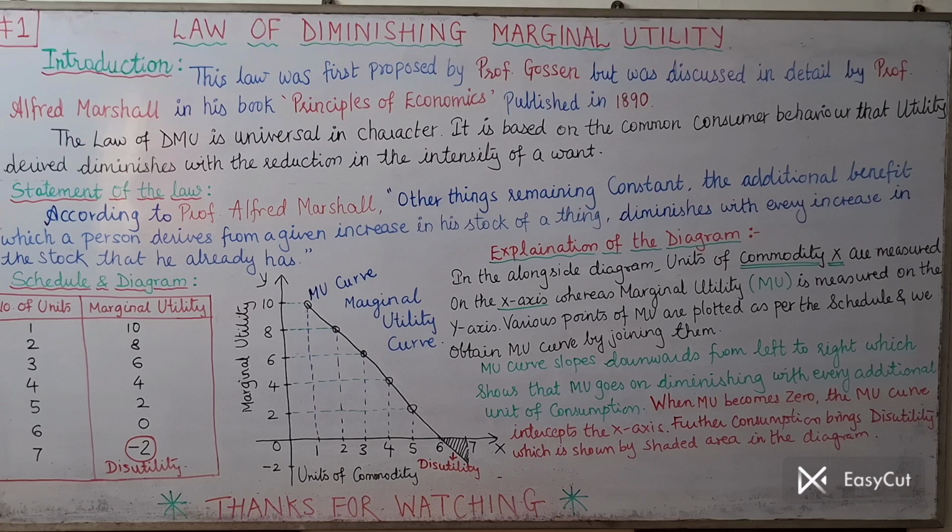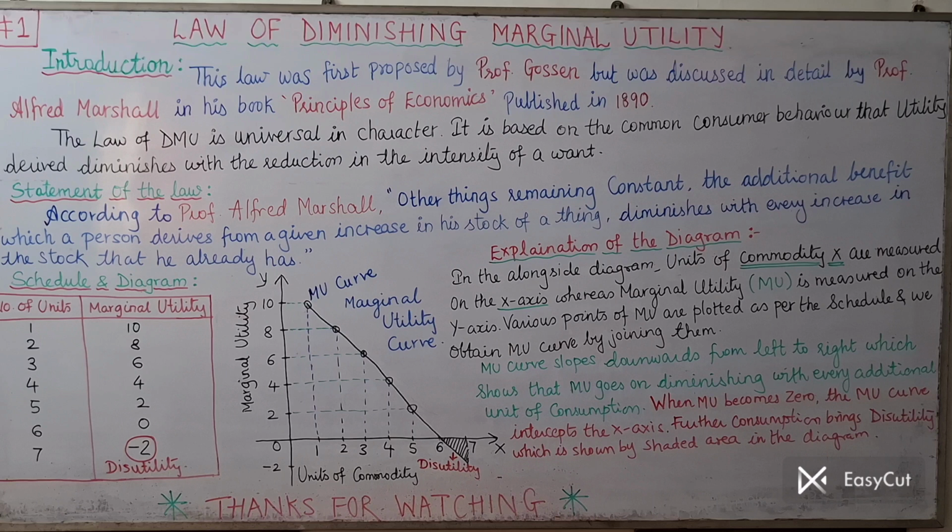According to Professor Alfred Marshall, other things remaining constant, the additional benefit which a person derives from a given increase in his stock of a thing diminishes with every increase in the stock that he already has. See, you may find that the statement is a bit lengthy, but don't worry, there is always a link between the statement. See how the link is. Right now I am just explaining the link of the statement.